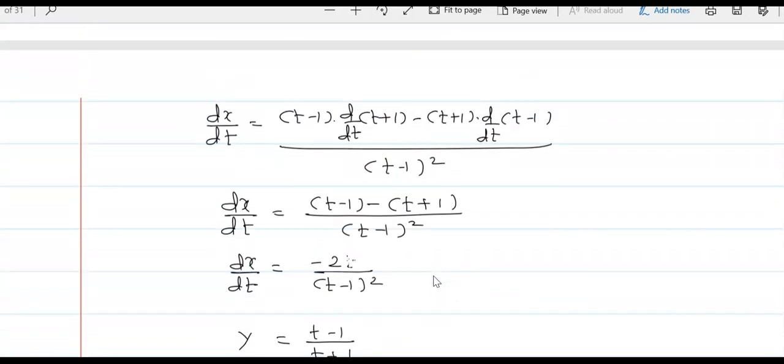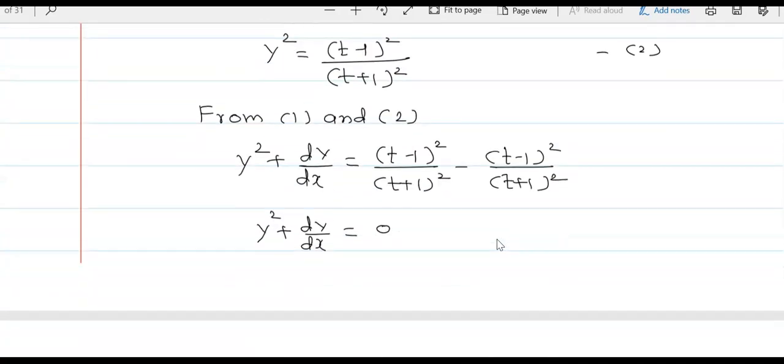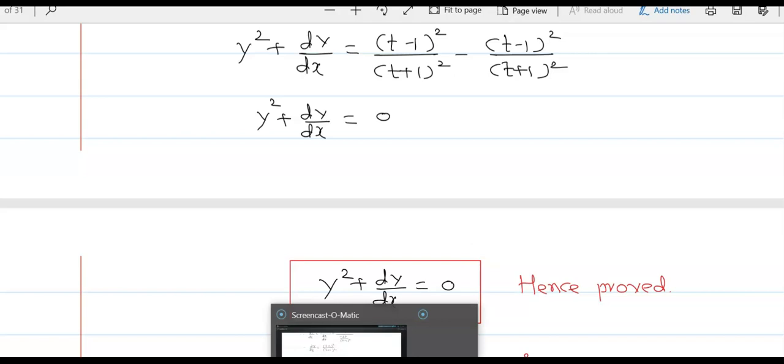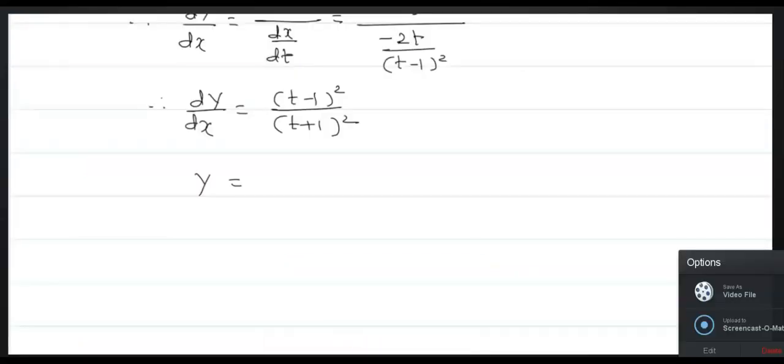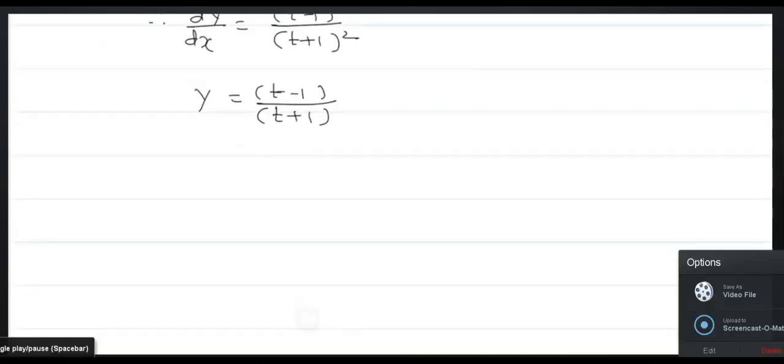Hence, once again see this. This was the problem about the t that I had committed. This is dx upon dt is equal to minus 2 upon (1 minus t) whole square. And hence this is the proof. Now the next is the next question.